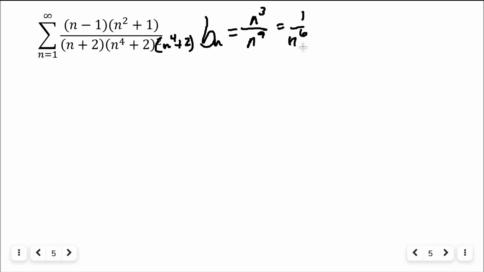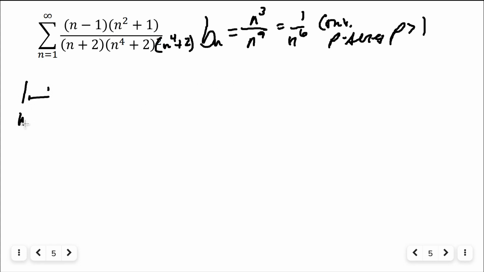So the question is, what do I know about 1 over n to the 6th? This is a convergent p-series. P is greater than 1. So now, what I want to do is compare these two. I want to divide them.